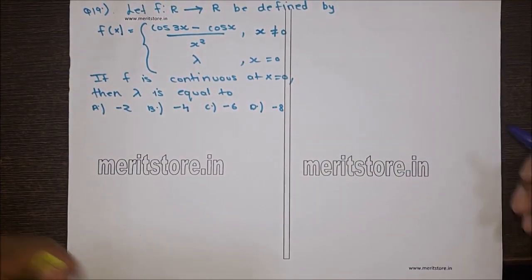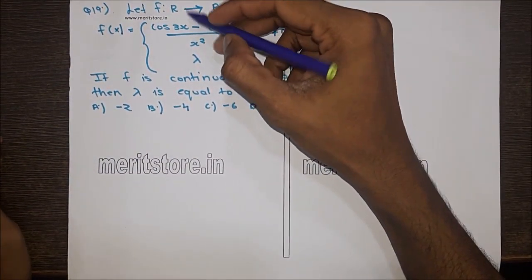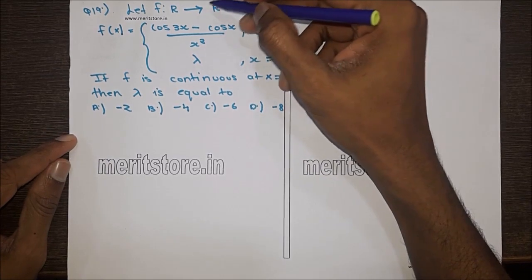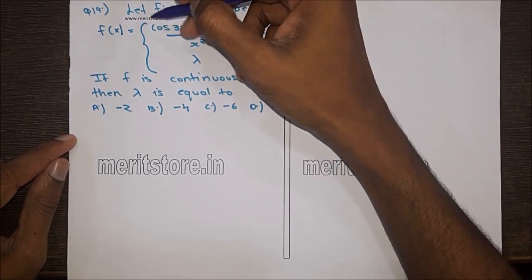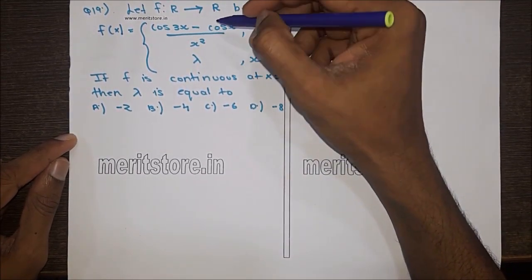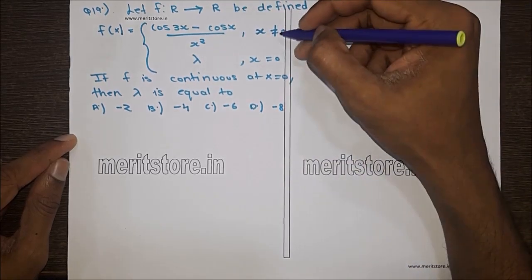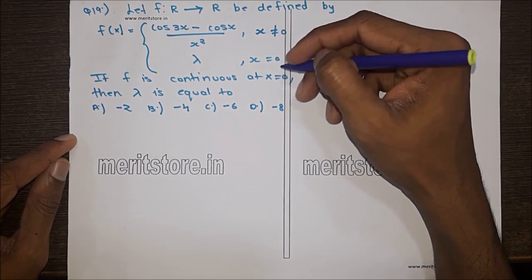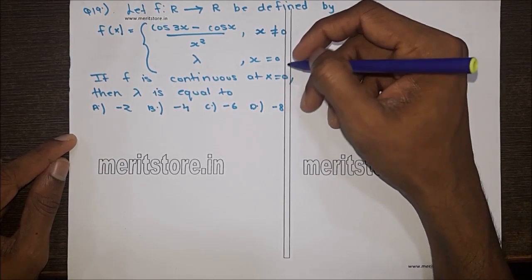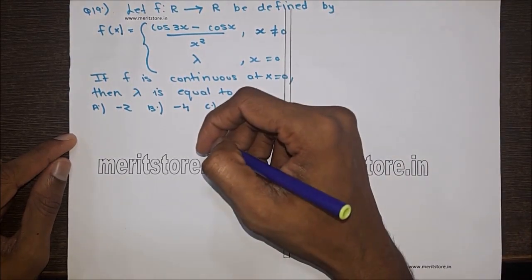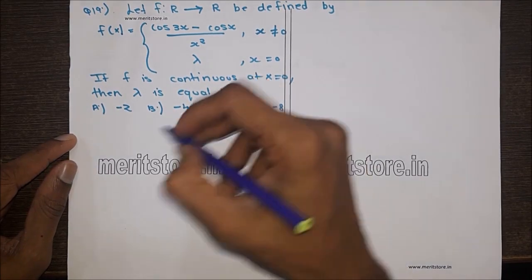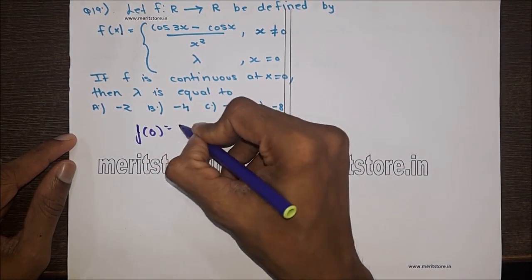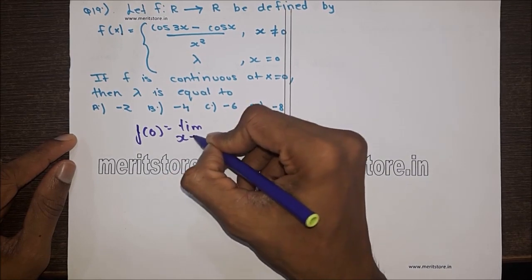Question 19. Let f from R to R be defined by f of x equals cos 3x minus cos x upon x squared for x not equal to 0, and lambda for x equal to 0. If f is continuous at x equals 0, then lambda is equal to? Since f of x is continuous at x equals 0, we get f of 0 equal to the limit as x approaches 0 of f of x.